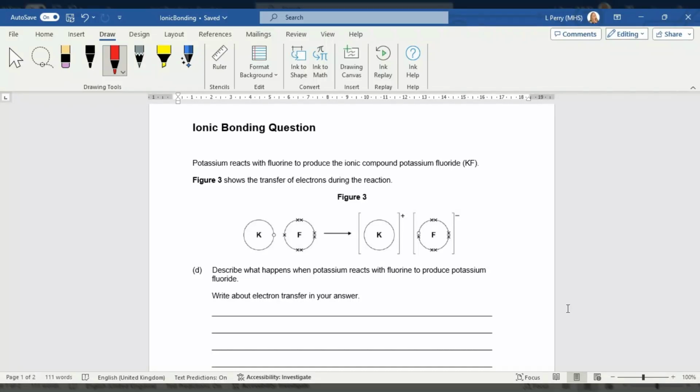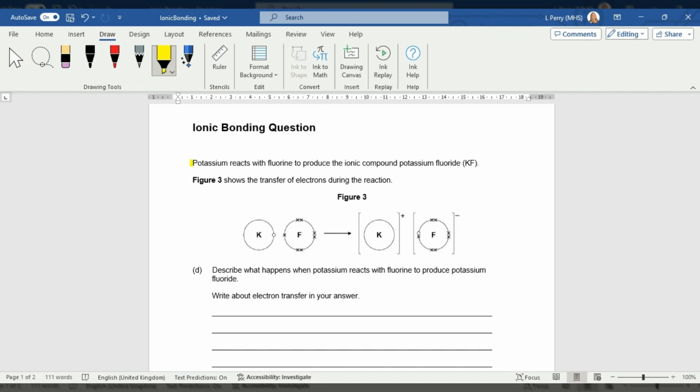Hi everyone. In this video, we're just going to look at two questions to do with ionic bonding. Now, the first one I've picked, I'm actually trying to make a big point with this one, that you don't actually have to memorize everything on some questions, but we'll just have a look at the question first.